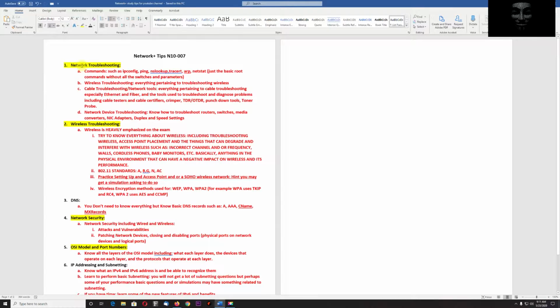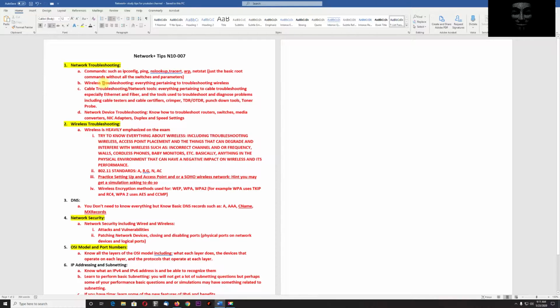Starting out, we got network troubleshooting. Troubleshooting, period, is a huge part of this exam. No matter if you're talking network troubleshooting or wireless troubleshooting, troubleshooting is highly important. So network troubleshooting such as commands. What I would do is focus on just learning the basic commands like ipconfig, ping, nslookup, traceroute, ARP, netstat. Linux, I didn't really see too much of that on there.